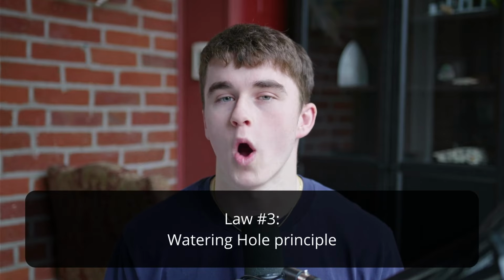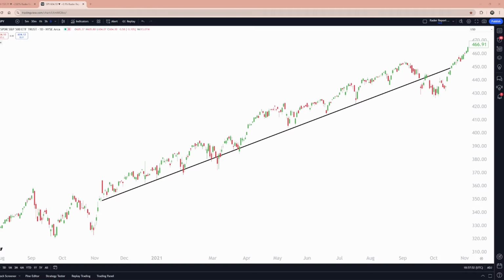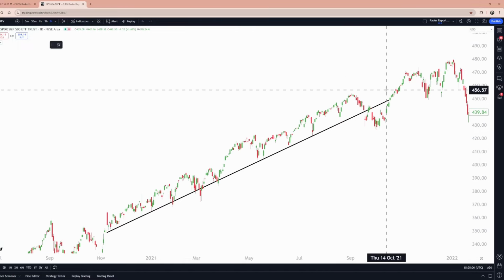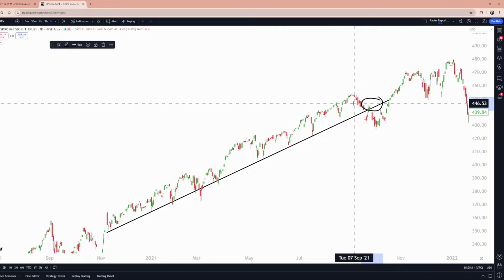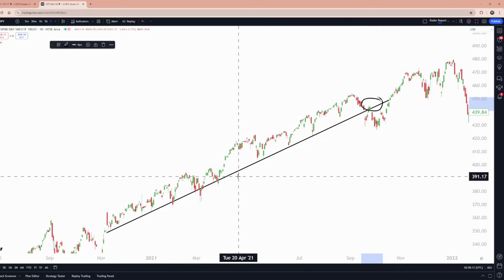Now, the third liquidity law is one of the most controversial ones that I'm going to show you, and it's known as the watering hole principle. There is a common misconception that is believed among many retail traders that the more touches a trend line has, the stronger the trend is. And therefore, we should be looking for a trade to bounce off of that in the future, as that's the more likely trade, right? Because it's a stronger trend?